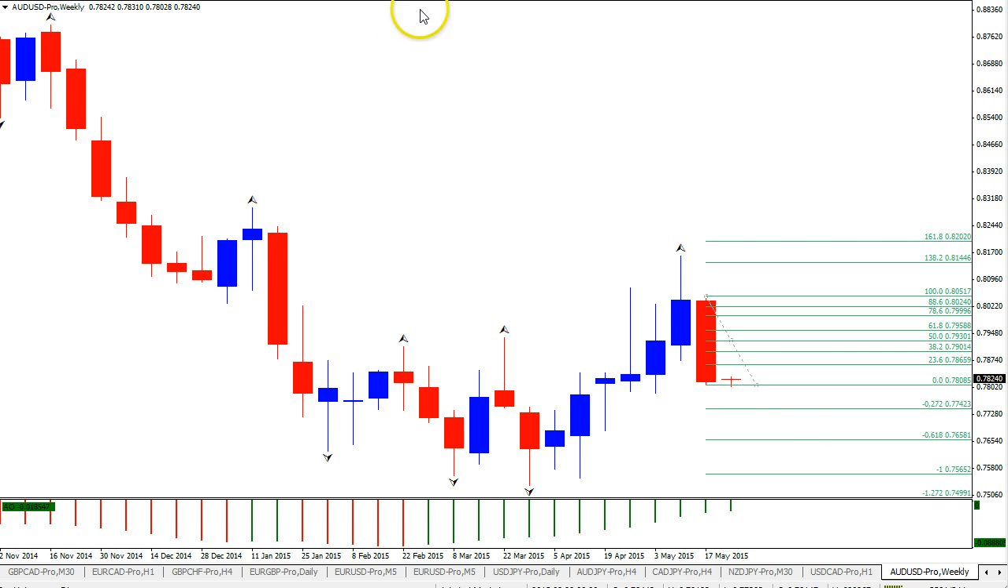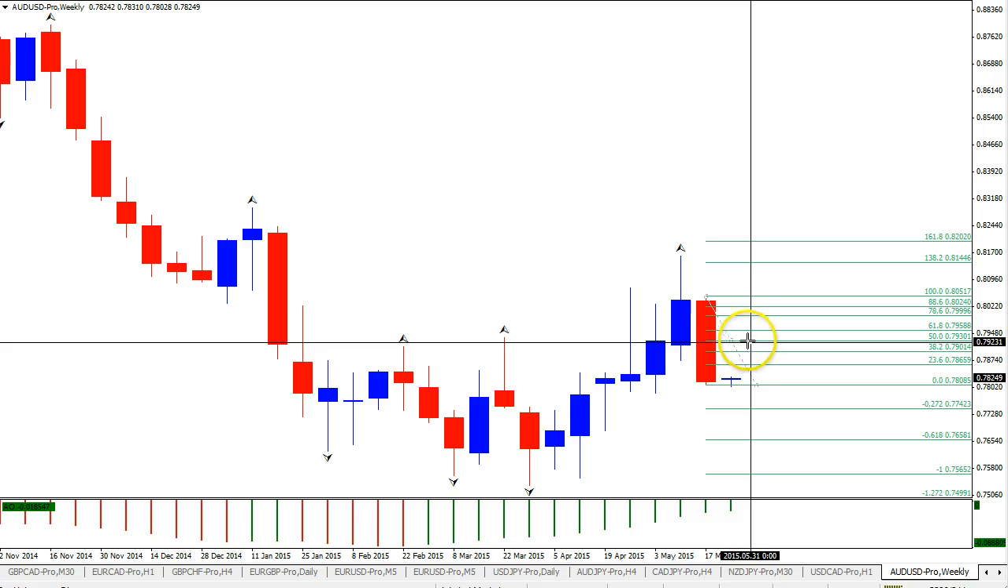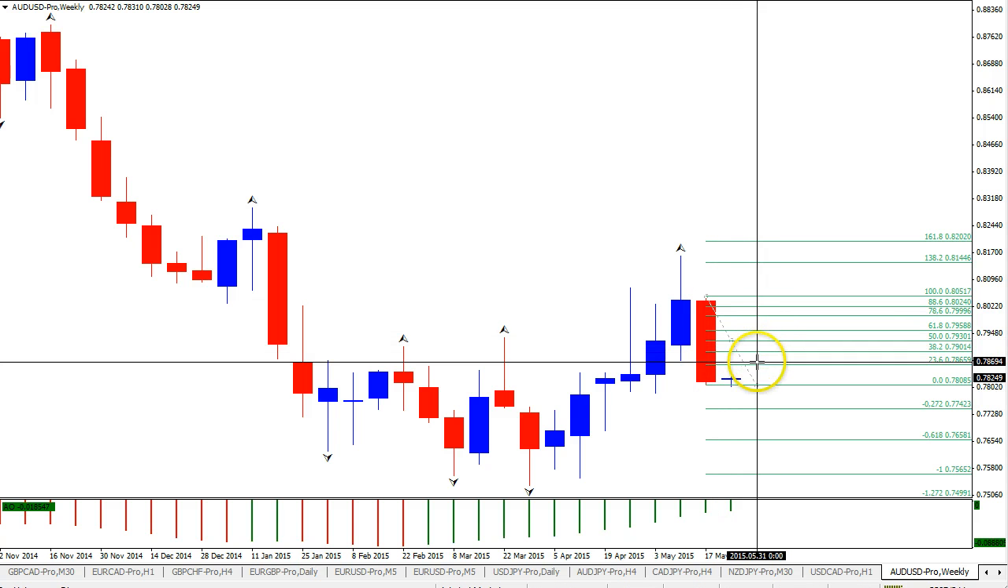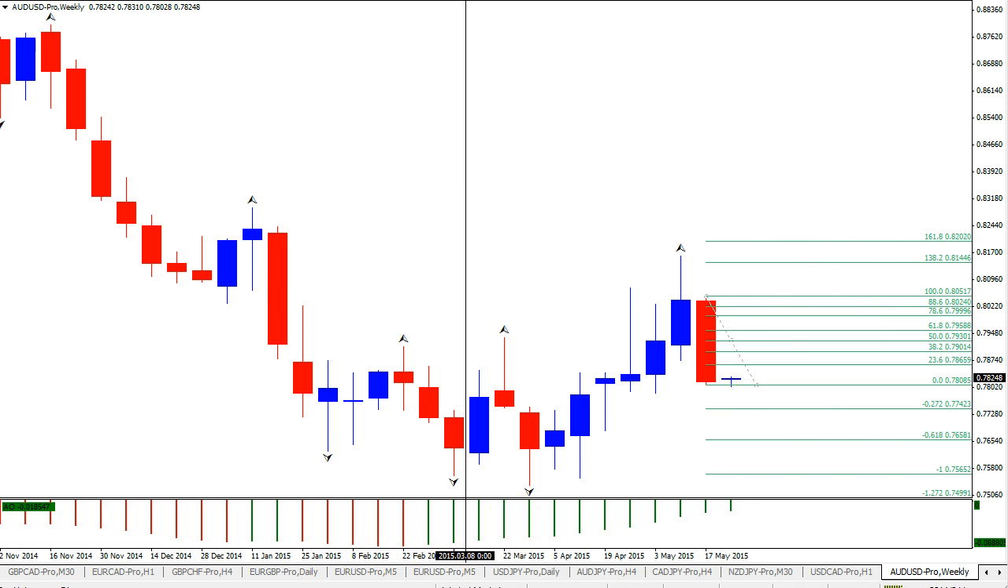If price doesn't get there soon, it might rally up a bit to the 38.2 or 50 fib of that weekly candle and find downside. Something like this, for instance, a bit of retracement, then back down to the -272 target, and then back up for a bigger rally. That's what I would be expecting on the AUD USD for this week.